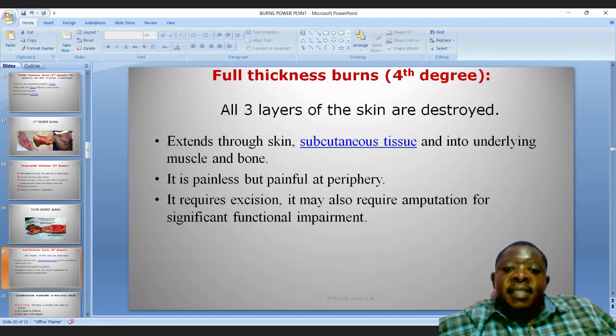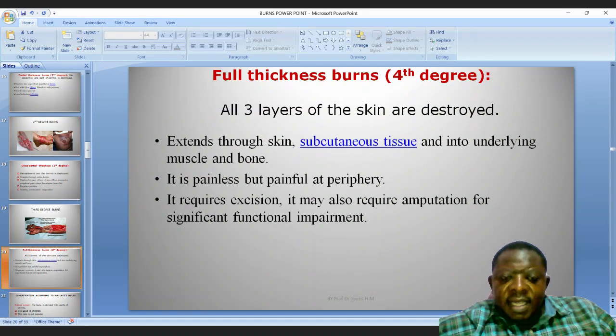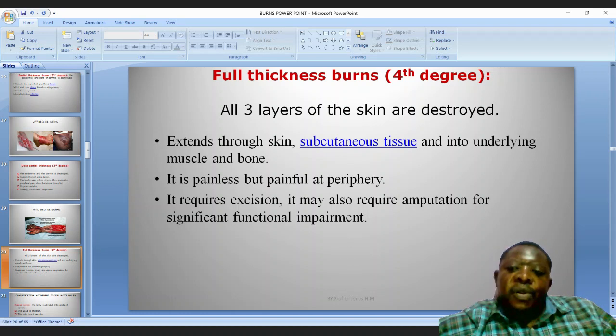It is painless but painful at the periphery, that is on the sides or the end part there, not at the middle where it has reached the bone. Bone does not have nerve endings. So it requires excision and may also require amputation for significant functional impairment.